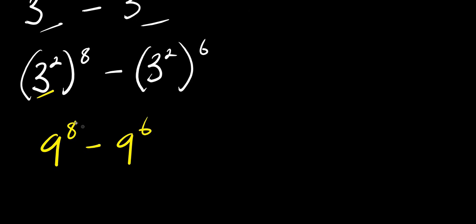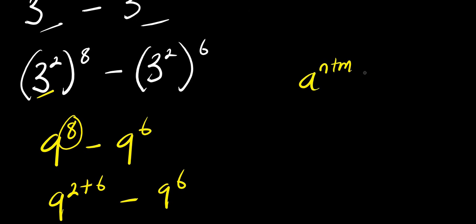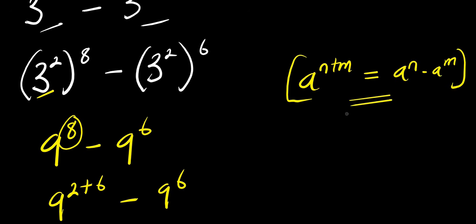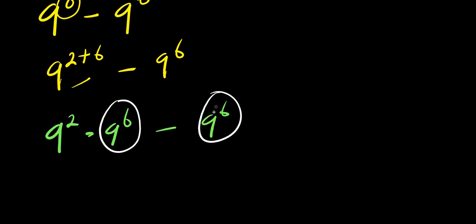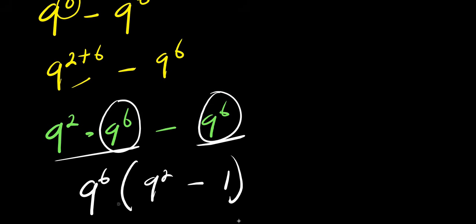I can express this 8 as a summation of 2 and 6. So I have 9 power 2 plus 6 minus 9 power 6. Remember, if you have a power n plus m, it equals a power n times a power m. I apply this identity here. So I'm simply going to have 9 power 2 times 9 power 6 minus 9 power 6. I can factor out 9 power 6 because I have it on both sides. I have 9 power 6 times 9 power 2 minus 1, because this divides 9 power 6, we have 1.